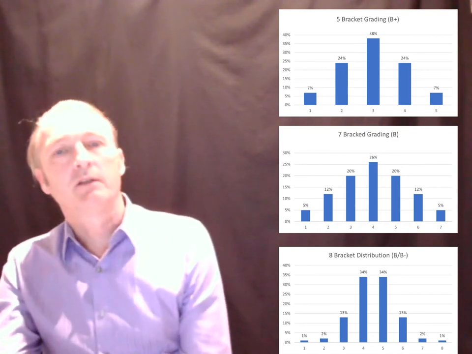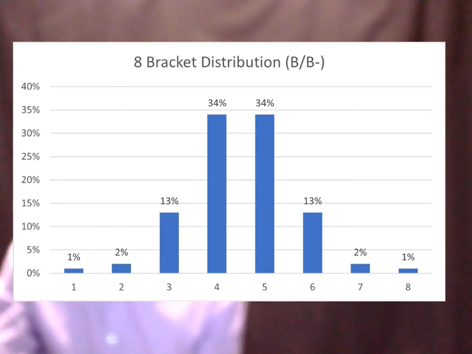The standard bell curve one normally starts with an 8 bracket, and the 8 brackets typically has a B to B minus as the average grade. Here you can see the distribution between 8 through to C minus grade. So you have 1% for A, 2% for A minus, 13 for B plus, 34 for B and B minus, 13 for C plus, 2 for C, and 1 for C minus. Now, it is up to you to decide what type of distribution you want for the different grade brackets. But this is the standard normal distribution score. That's what it would look like, or a bell curve if you want.